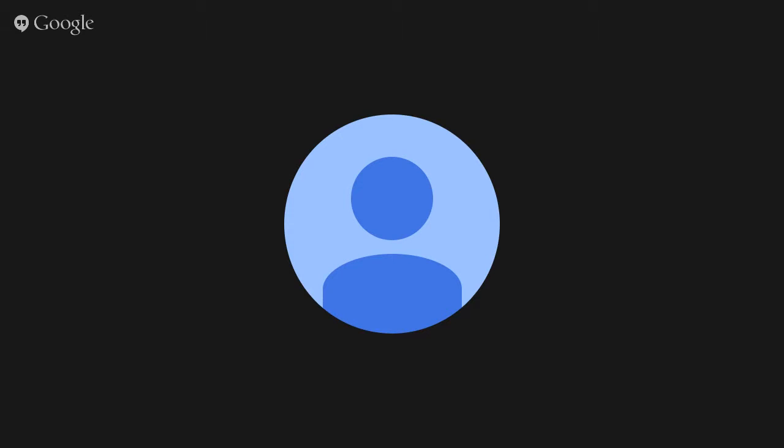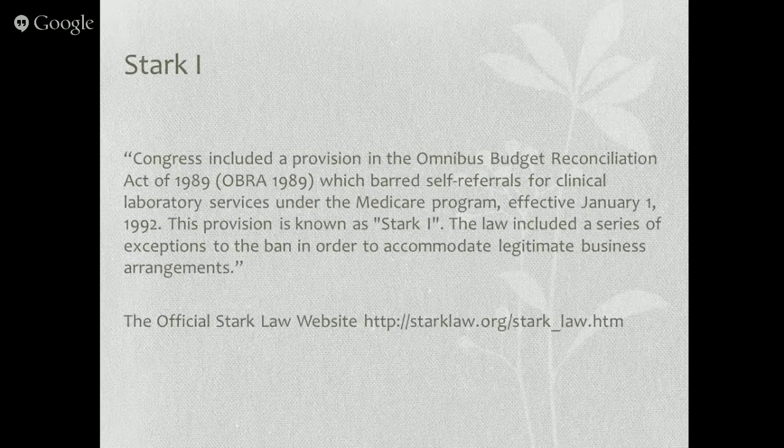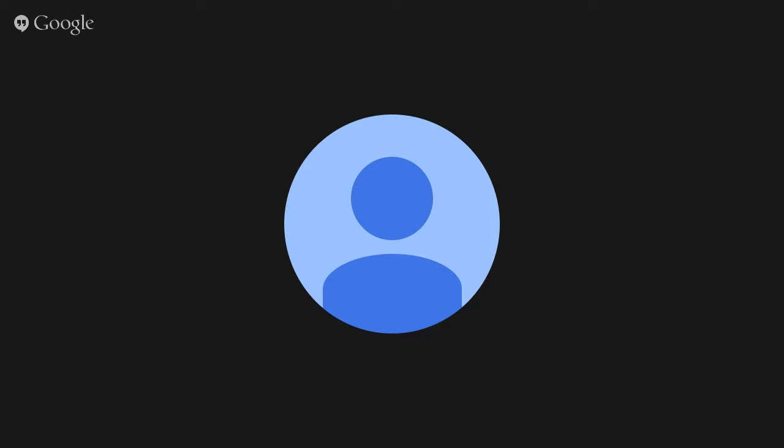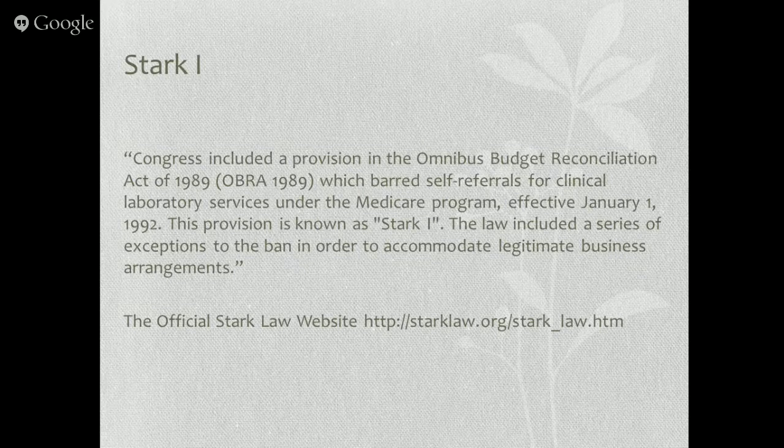So, Stark Law, which is actually three separate provisions, governs physician self-referral for Medicare and Medicaid patients. It does include a series of exceptions to the ban in order to accommodate legitimate business arrangements. And also, yeah, go to the next slide, actually.